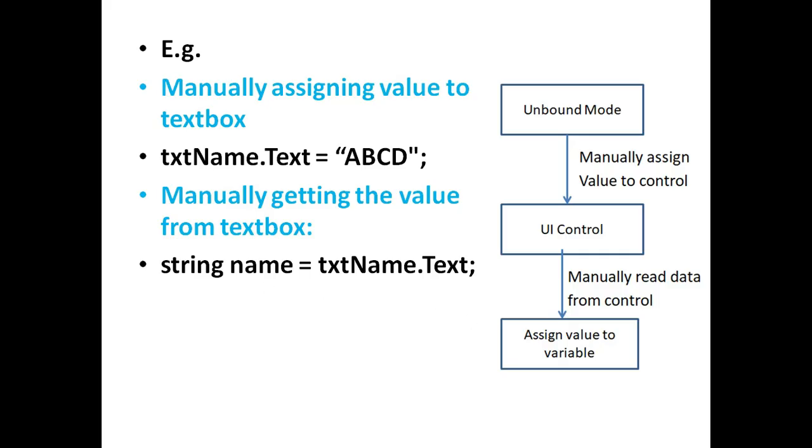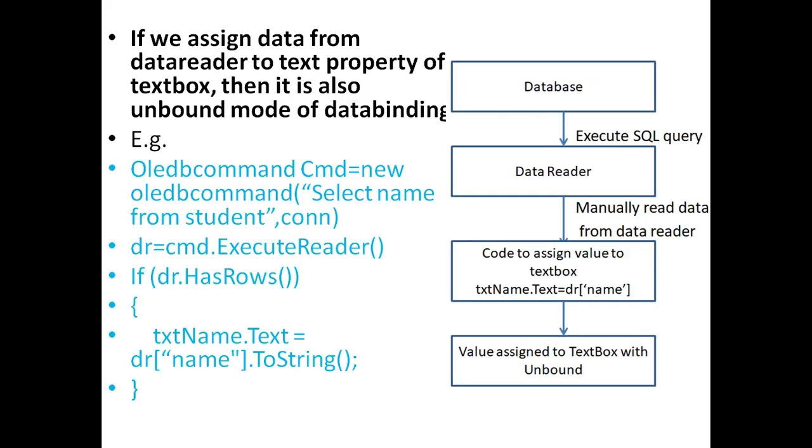Here is a pictorial representation. With unbound mode, we manually assign value to the control and we manually read the data from the control and assign value to the variable. If we assign data from a data reader to a text property of the text box, then it is also unbound mode of data binding.